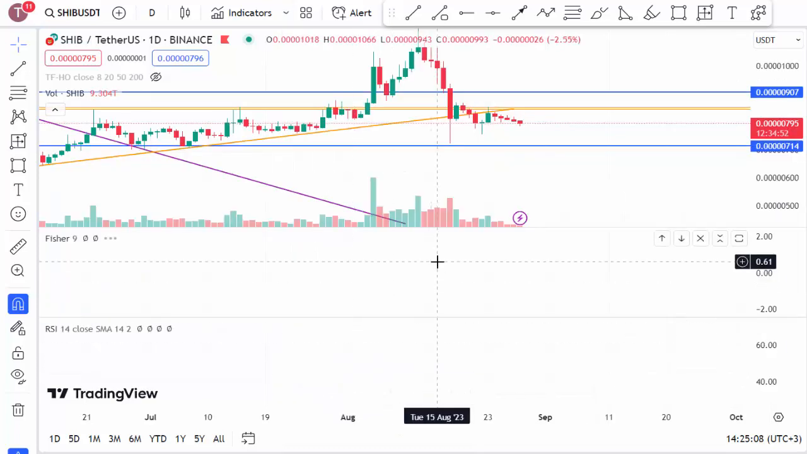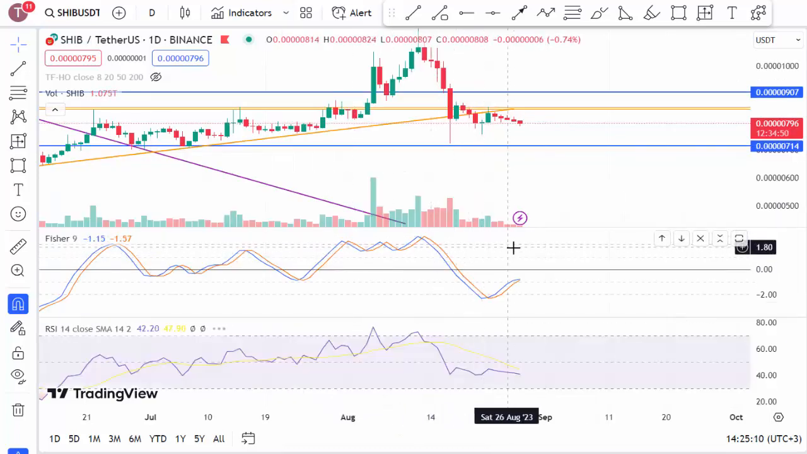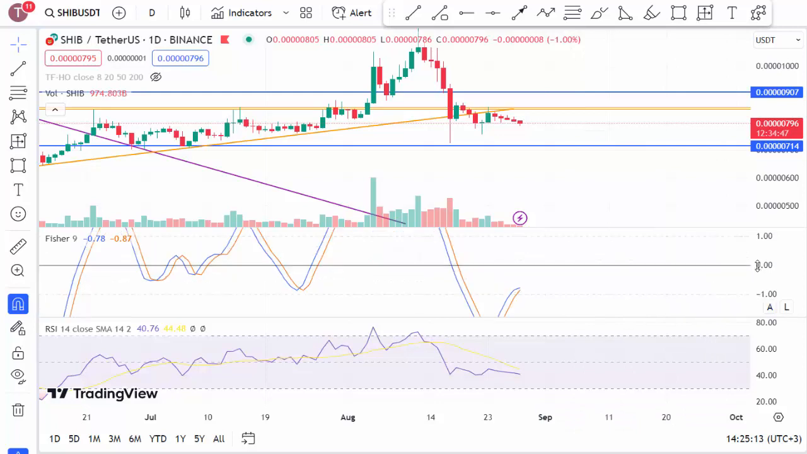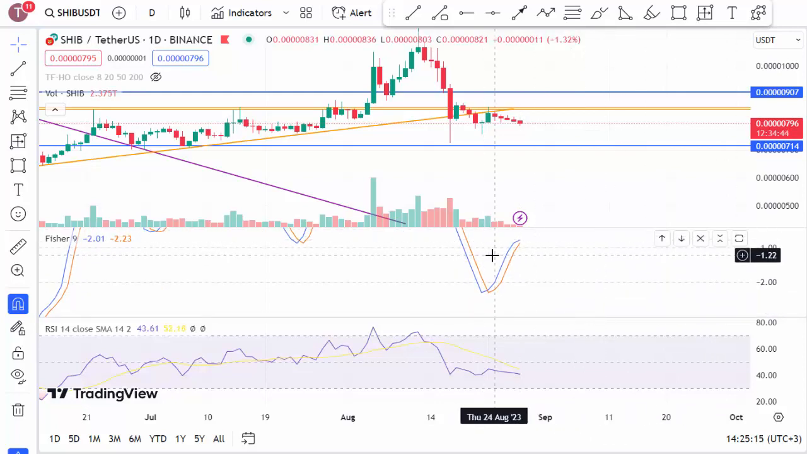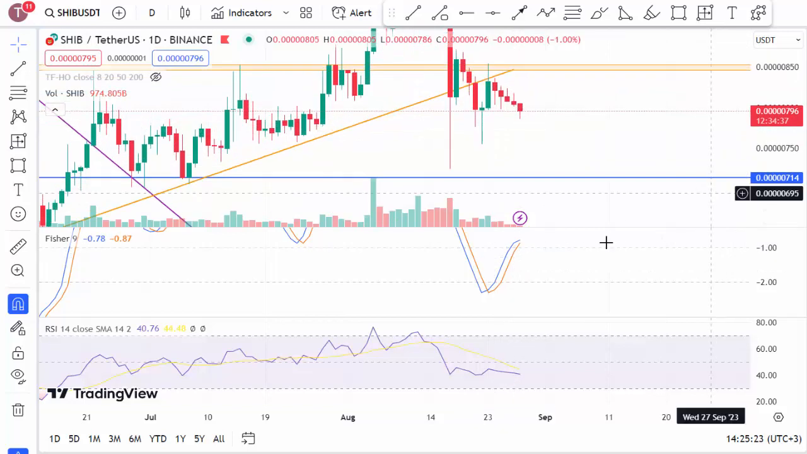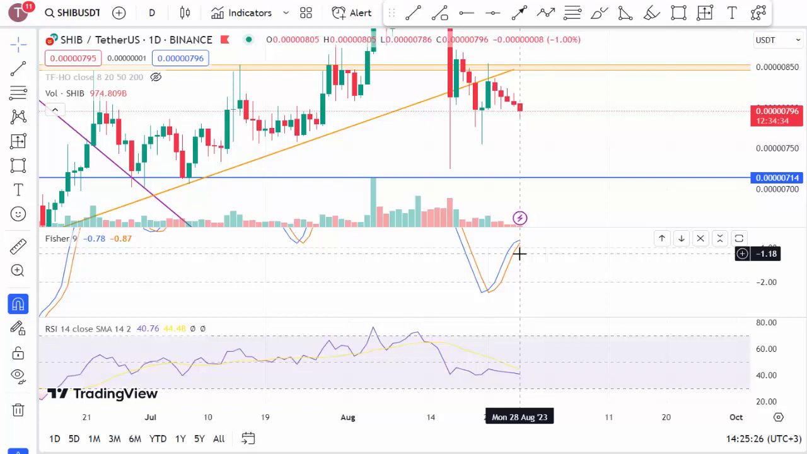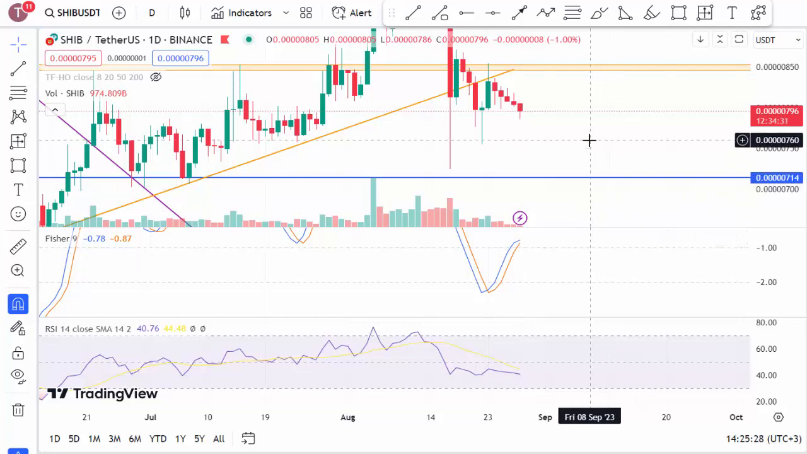If we look at the Fisher indicator, we can see that although it gave a buy order in the past by generating a breakout, currently the lines are very close to each other. There's a possibility of a downward breakout at any moment. This could lead to a decline in price movements. Therefore, let's keep an eye on Fisher and take action in the direction of the breakout.